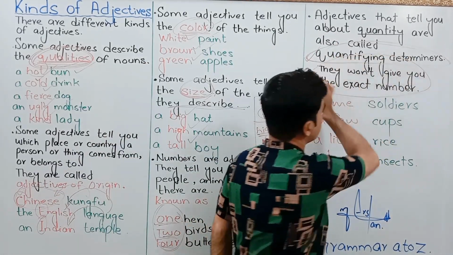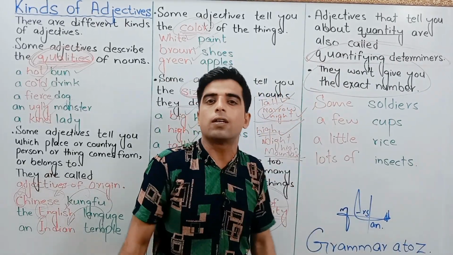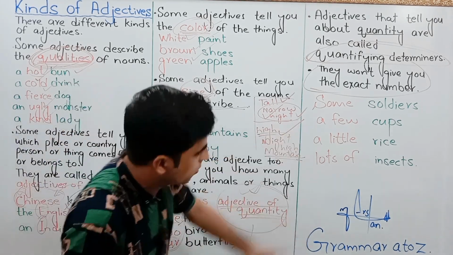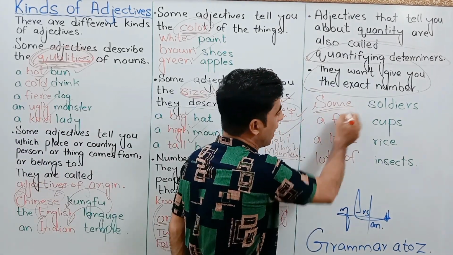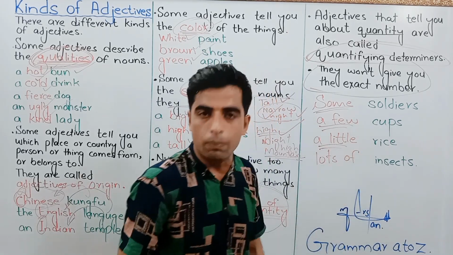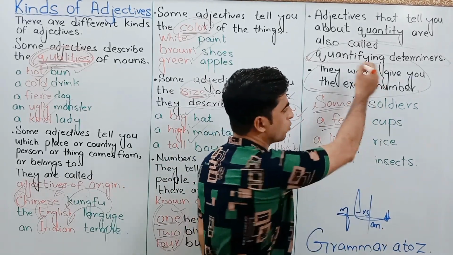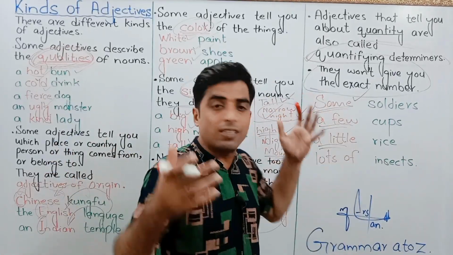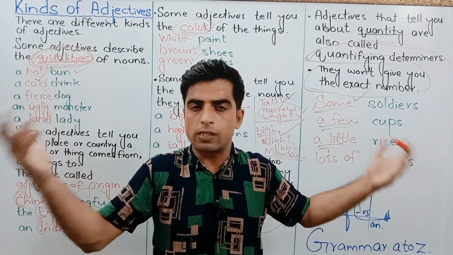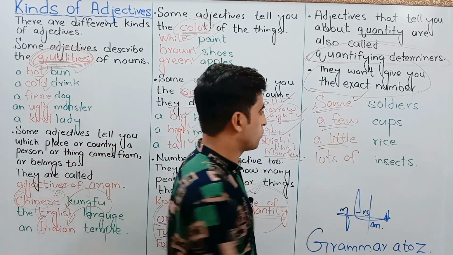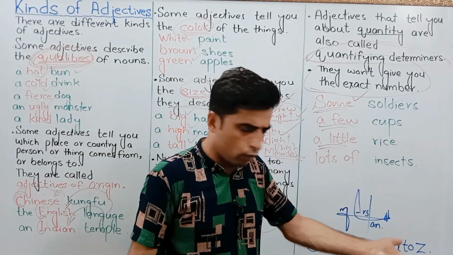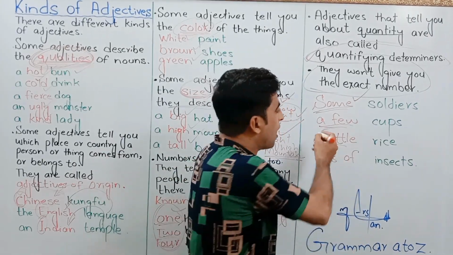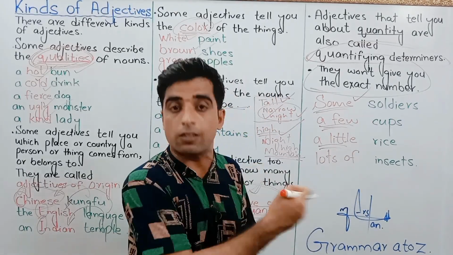That is the answer. They won't give you the exact number. Like here, 1, 2, 3, 4, 5, 6, 7, 8, but here you don't have an exact number. Example, some soldiers. I don't know and you do not know what is the meaning of some. 2, 3, 4, 5, 6, 7, whatsoever. A few cups. 2, 3, 4, 5, 6, whatsoever, but we do not know the exact figure, the exact number.